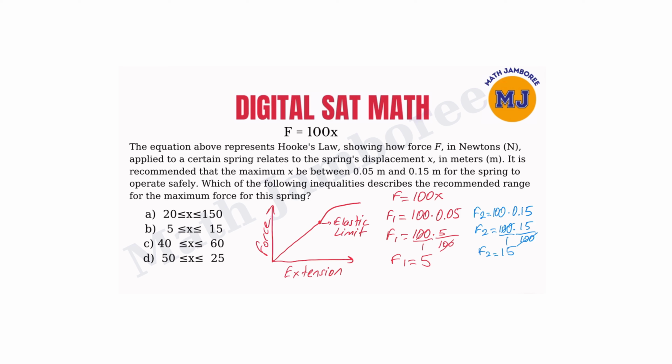So our range is between 5 and 15. 5 is less than or equal to F, and F is less than or equal to 15. If you look at the choices, you're given this, and choice B is your answer.